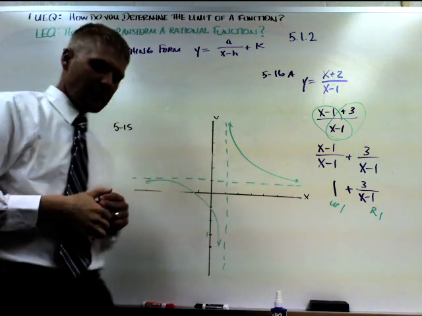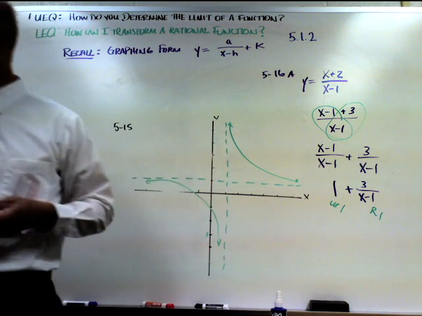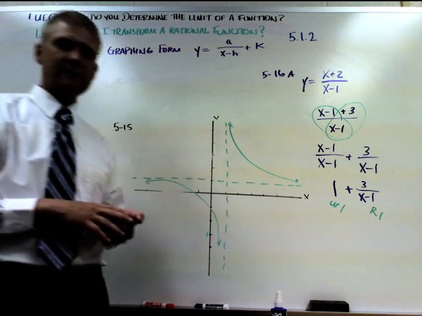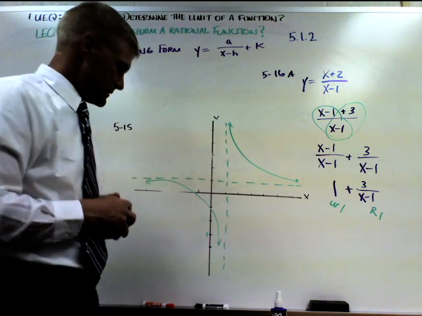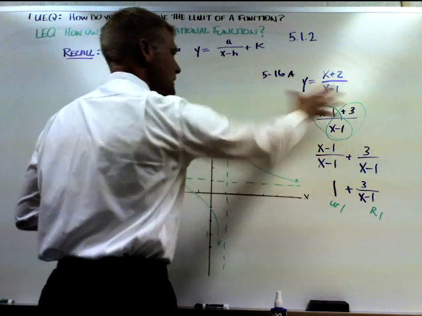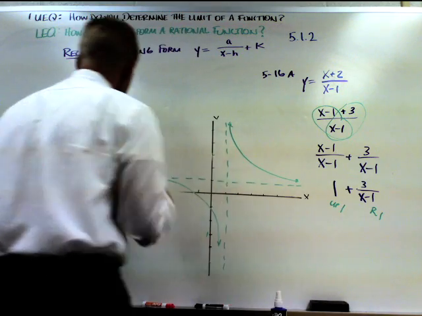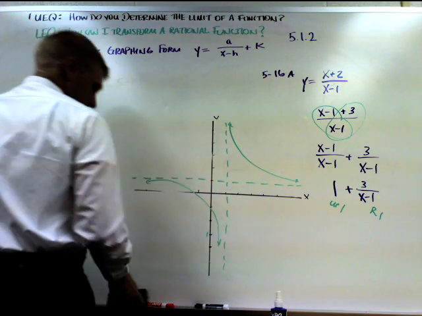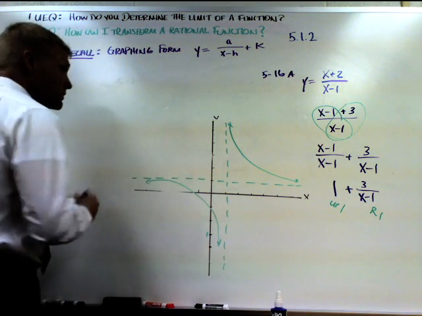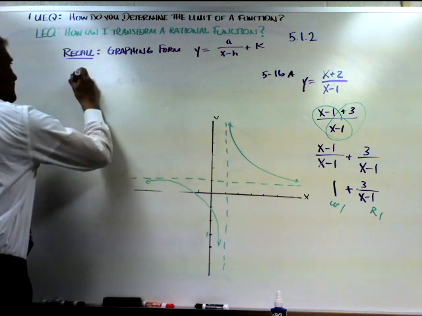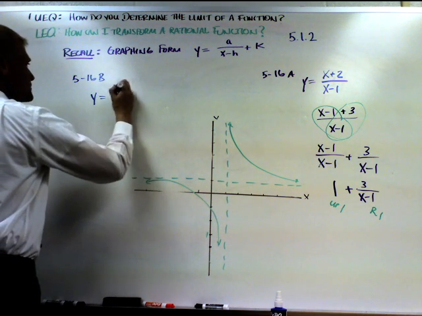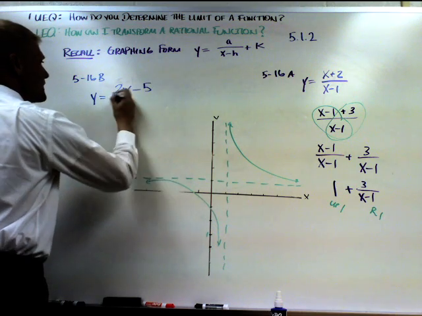Okay, 5-16b. Use a similar technique on h of x, which is (2x minus 5) over (x minus 3). Now this one's a little trickier. I'm going to leave this work up here so we can refer back to it if you need to. And I'm going to kind of move this direction a little bit. So, 5-16b. And now I'm talking y equals (2x minus 5) over (x minus 3).